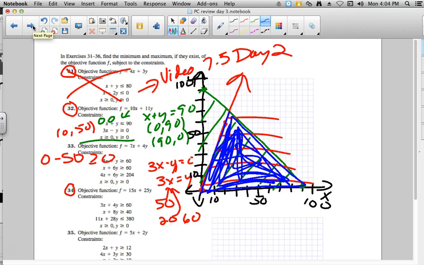So now what we have to do is figure out the coordinates of our vertices there, and 0, 0 is a definite. And then we know that our green one was another one, so that's going to be 90, 0. Oops, missed a 0 there.